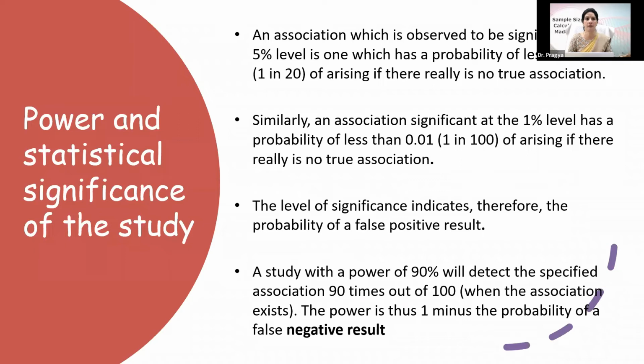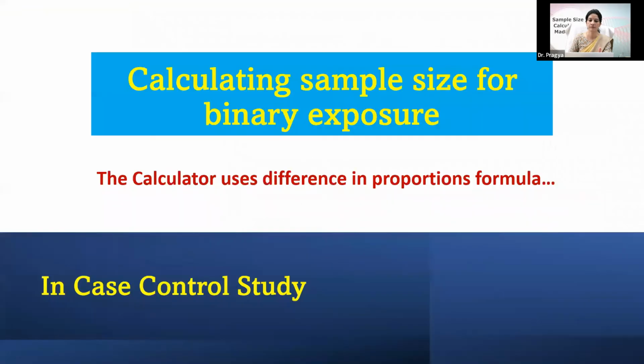Now coming to the power and statistical significance. We have discussed this power and statistical significance in the previous session, so I'm skipping this for now. And now let's start with the calculation of sample size for binary exposure, that means as a categorical variable. The same statulator we will use, like we have seen in the previous session. And here is the example.